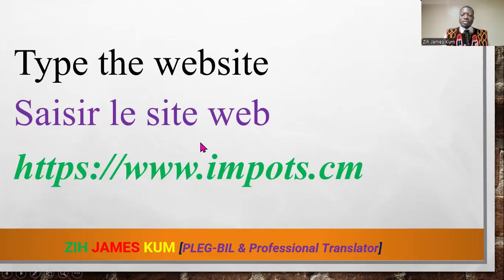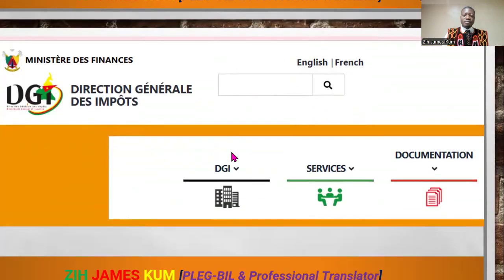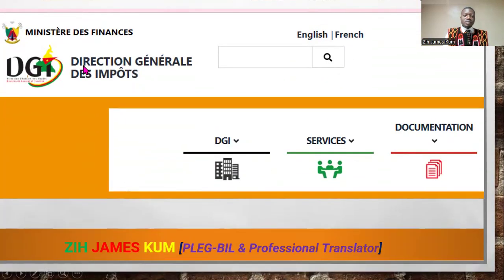And after typing the website, you find yourself here. So this is the interface of the platform. You're going to see General Delegation of Taxation, the Directorate General of Taxation. That's what appears if you set the language to English. If you speak English and prefer to do your declaration in English, it's preferable to click on English.